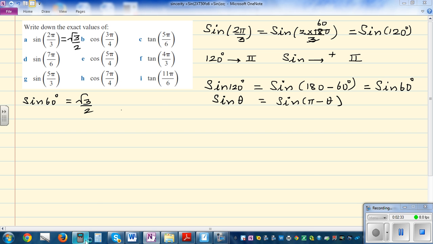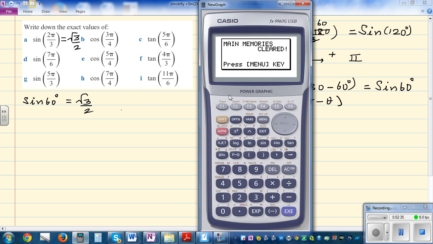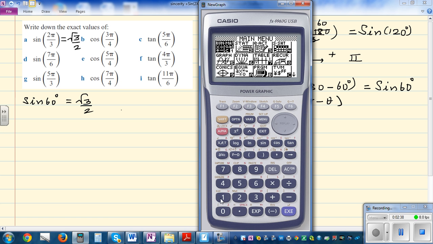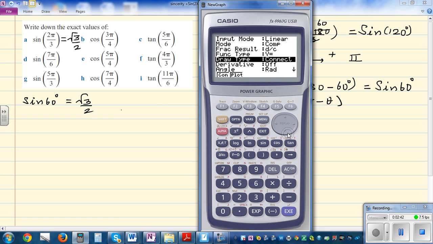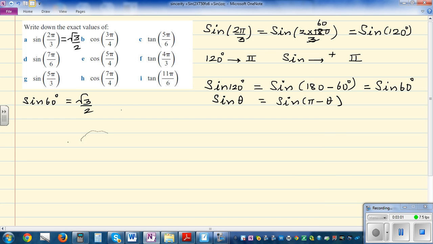So this is my calculator. Go to run menu, and I always check my settings. It should be in degrees because we are working in degrees. So sine 2 pi by 3, which is sine 120, is 0.866, or sine 60 is also 0.866. Okay, look at the next question.